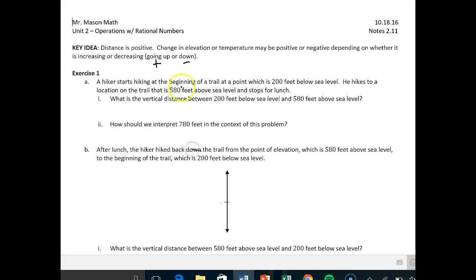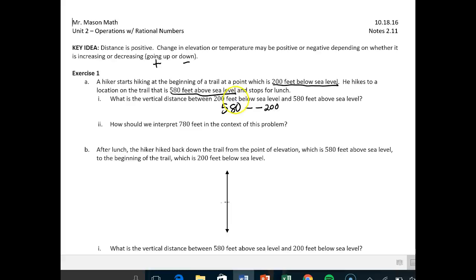A hiker starts hiking at the beginning of a trail at a point which is 200 feet below sea level. Important detail. He hikes to a location on the trail that is 500 feet above sea level and stops for lunch. So first question is, what is the vertical distance between 200 feet below sea level and 500 feet above sea level? Let's start at the top where he started and subtract all the way to the bottom. So minus 200 feet below sea level, so negative 200.